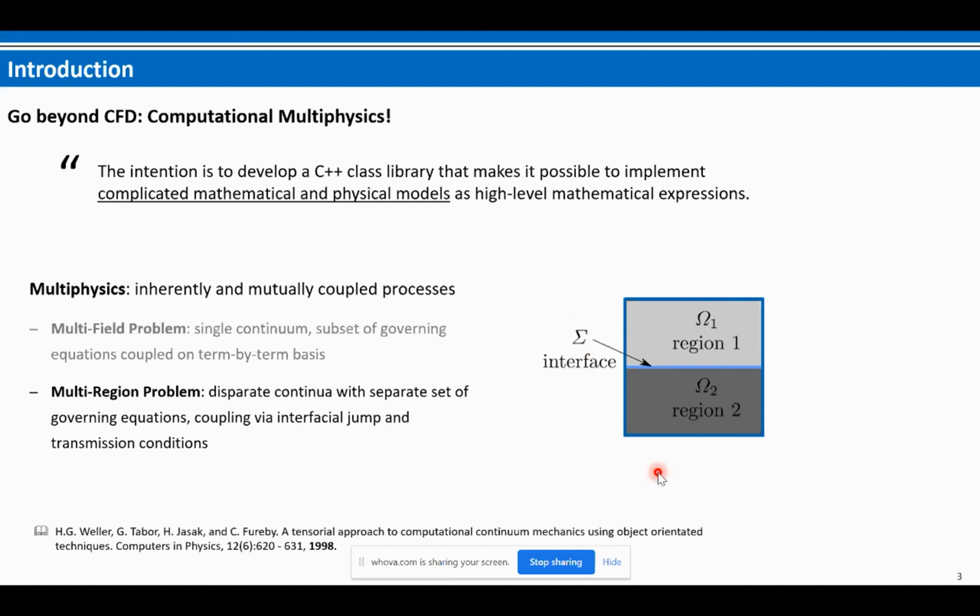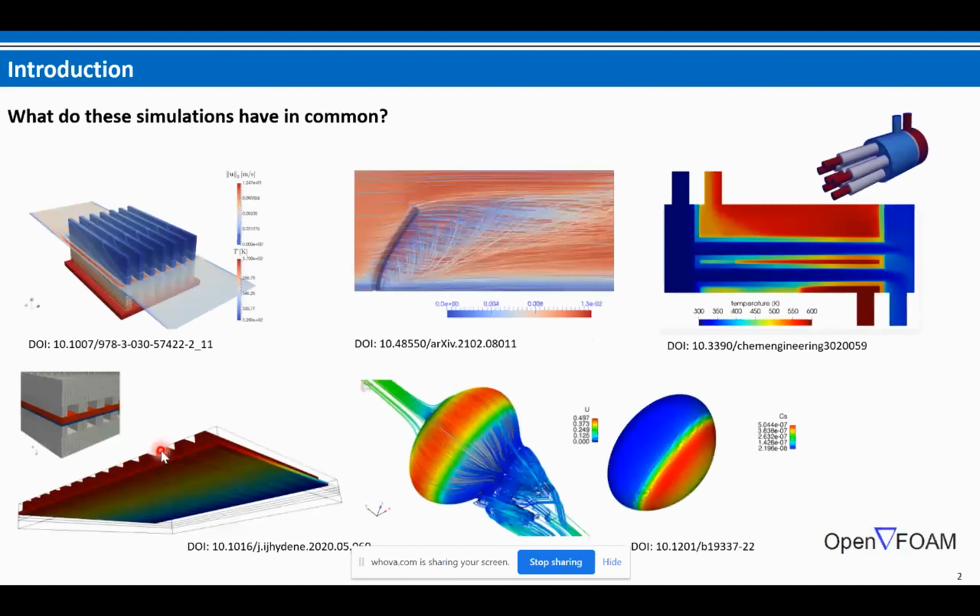But today I'm focusing on the second type of problems, and that's what is common between all these simulations that we see here. They are all a specific type of multi-region problems, the second type of multiphysics problems. But then, why reinvent the wheel every time we have a multi-region problem? So we thought we could think of a unified framework with which you can implement all of these region-to-region coupling problems.